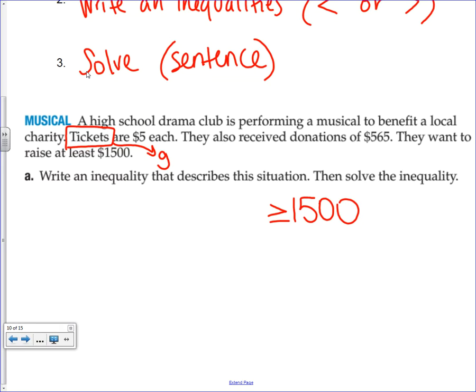How much money do we start with? $565. I've gotten donations already of $565. Is my money going to go up or down? Up. By how much? How do I show $5 per ticket? Okay, between you and your partner there, let's get this solved. Go for it. Isolate your variable, please.